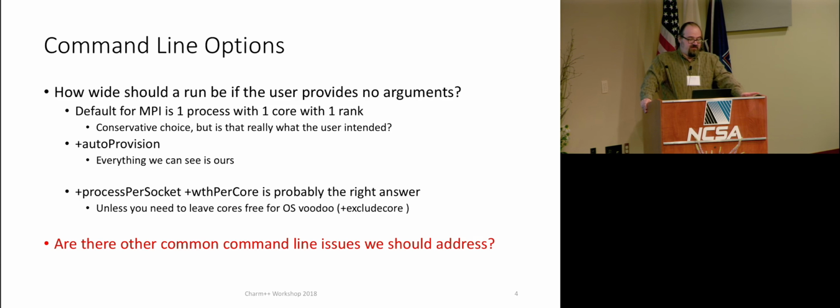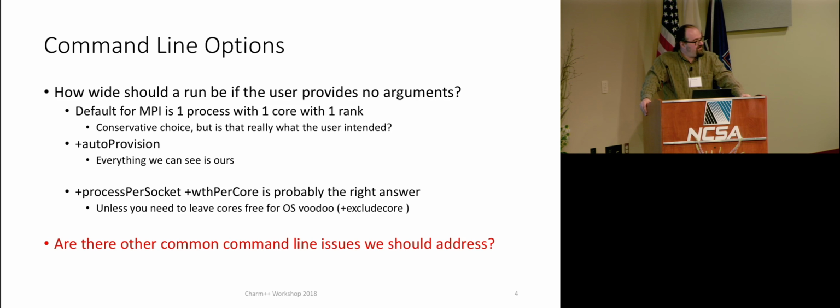And the other thing here is auto provision, which basically just tries to use everything that's available on each node. Which is good for small scale, simple invocations, or even potentially at large scale. The question here is sort of twofold. One is, right now the default, if you don't provide any arguments, is that you get one process with one worker thread, much like MPI does. Is that the right answer?